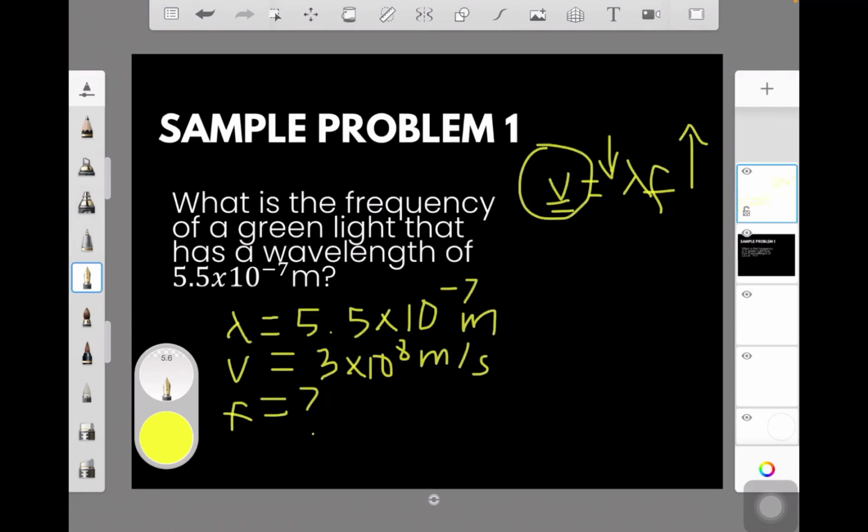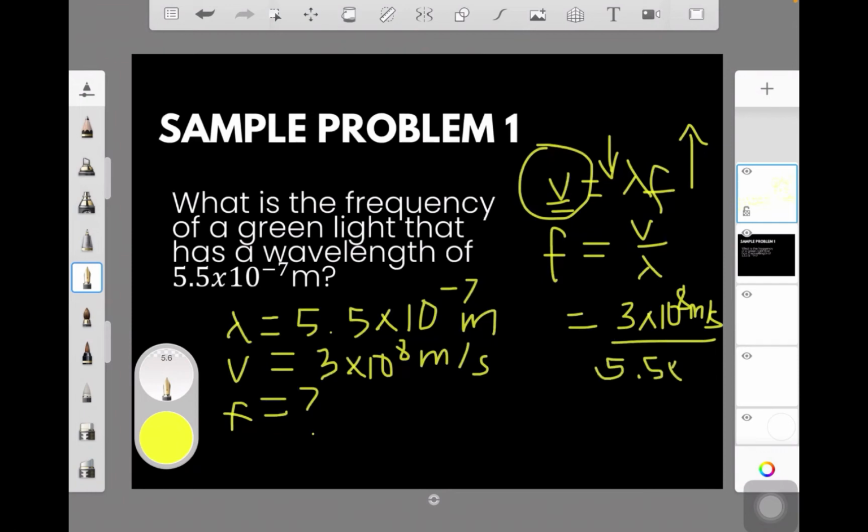Okay? So let's proceed with our main objective, which is to get the equation of frequency. So frequency is just equal to velocity over lambda. So from here, we can just input the values. 3 times 10 raised to 8 meter per second as the speed of the wave divided by the lambda or the wavelength, which is 5.5 times 10 raised to negative 7. This is in meters. So you can now compute.